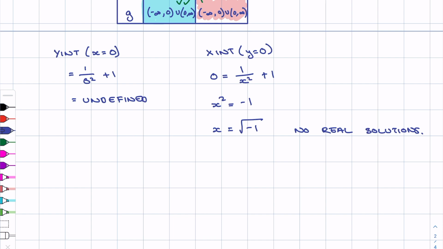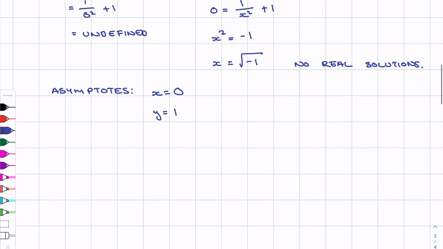We're going to look at our asymptotes. With our asymptotes, we can clearly see that there's an asymptote at x equals 0. We can also note that there's an asymptote at y equals 1. We can consider our stationary points.